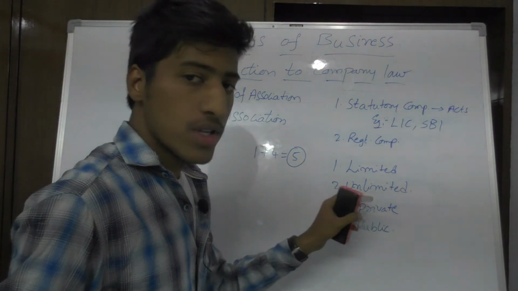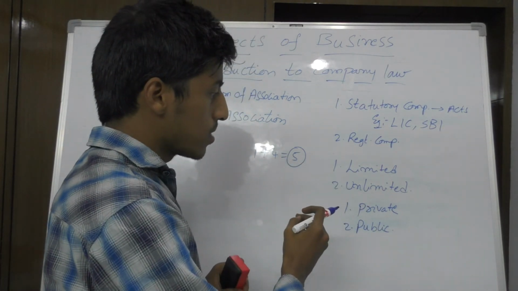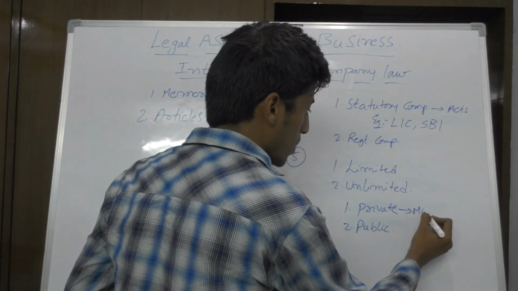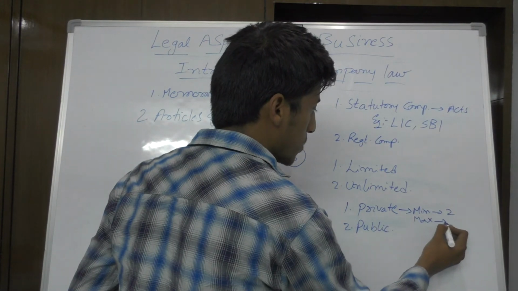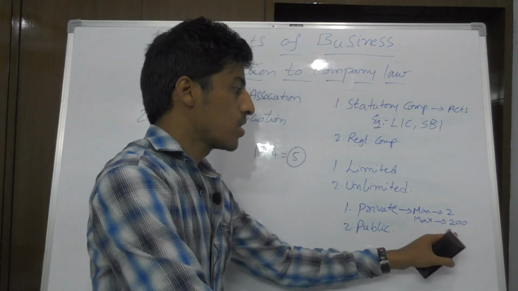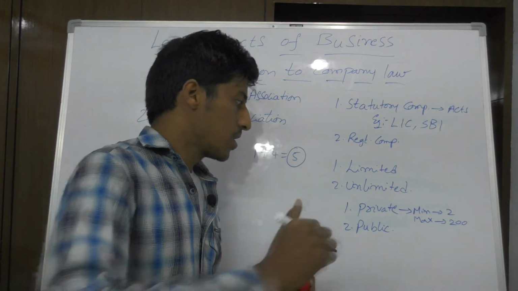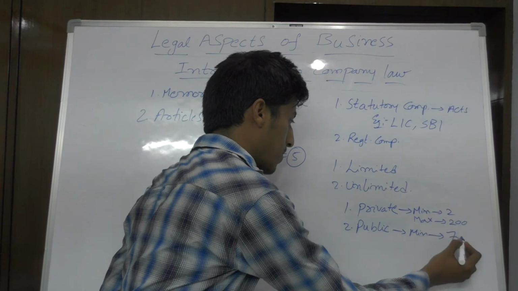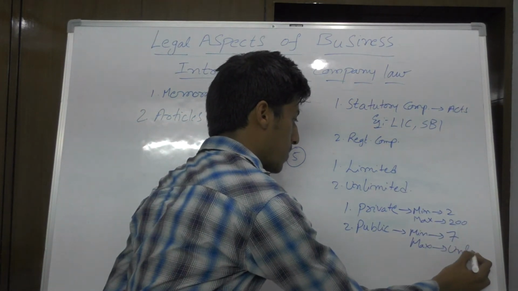And coming to these private companies, the minimum number of members required for a private company is 2, and the maximum is 200. The number of members should not exceed 200 in a private company. And in public, the minimum number is 7 and the maximum is unlimited.